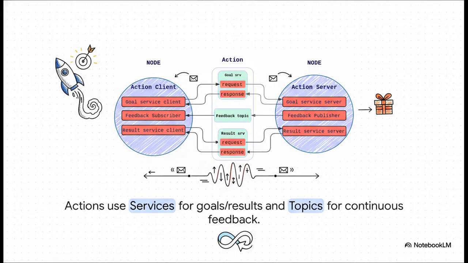And this is where it gets really clever. Actions are basically a hybrid. They're a mashup of the other two. They use a service-like model to send the main goal, go to the kitchen, and to get the final result, I'm here. But in between, they use a topic to send a constant stream of feedback, like, okay, I'm 25% of the way there, now 50%. It really is the best of both worlds.